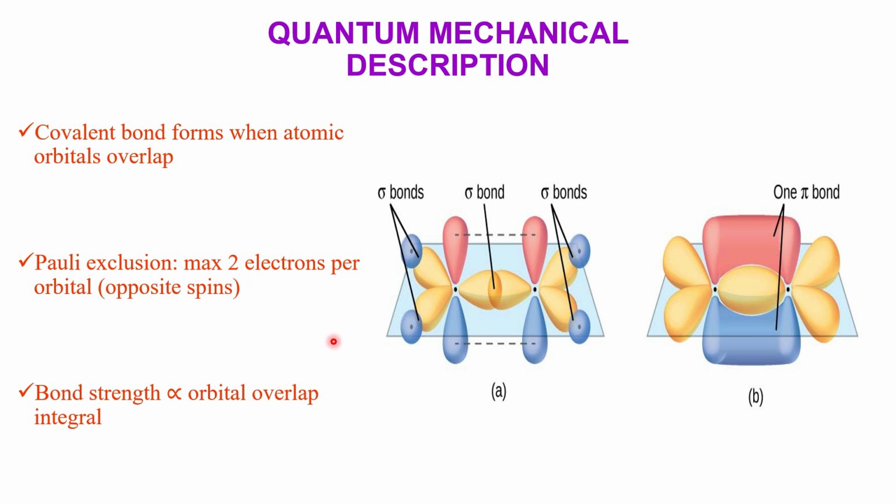In solids, bonding and anti-bonding orbitals are broadened into continuous energy bands due to the interaction among many atoms. The energy separation between these bands defines the band gap, which determines whether a material is an insulator, semiconductor, or metal conductor.